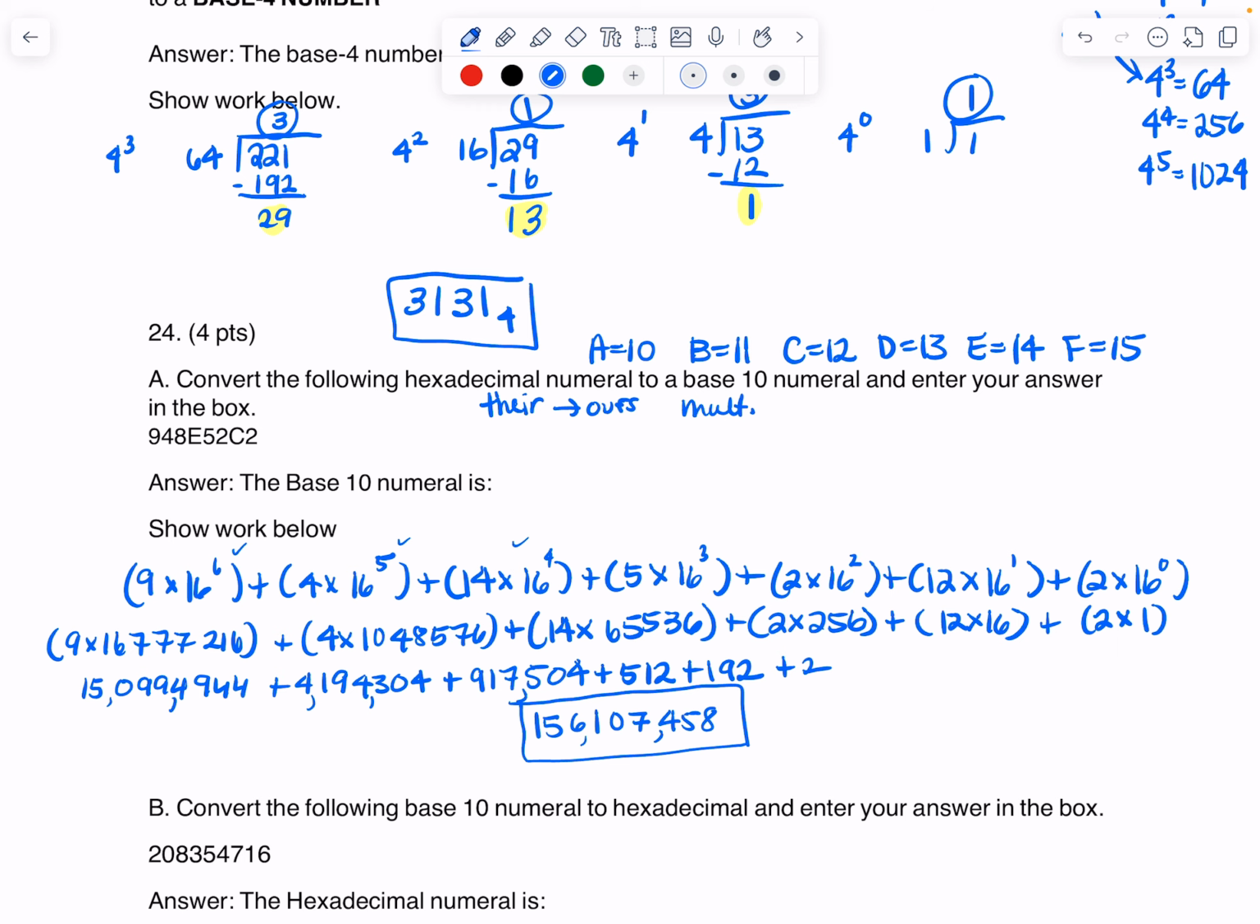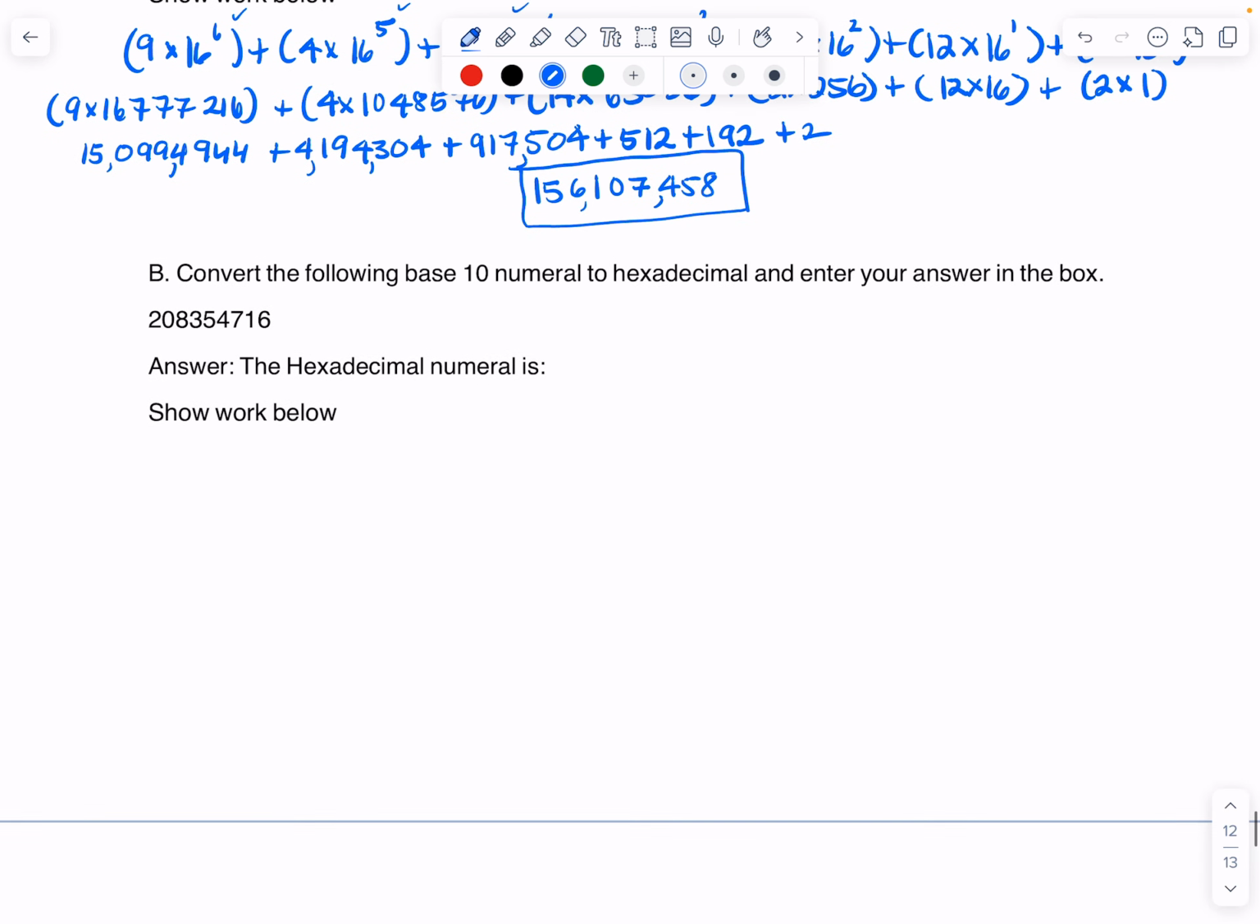Okay, all right. For part B, convert the following base 10 to a hexadecimal. So we're going backwards. So we're going from our system to theirs. So we know we have to divide. If I'm base 16 hexadecimal, I have to write out all the powers. So 16 to the 0 is 1. 16 to the 1st is 16. 16 squared we found to be 256.